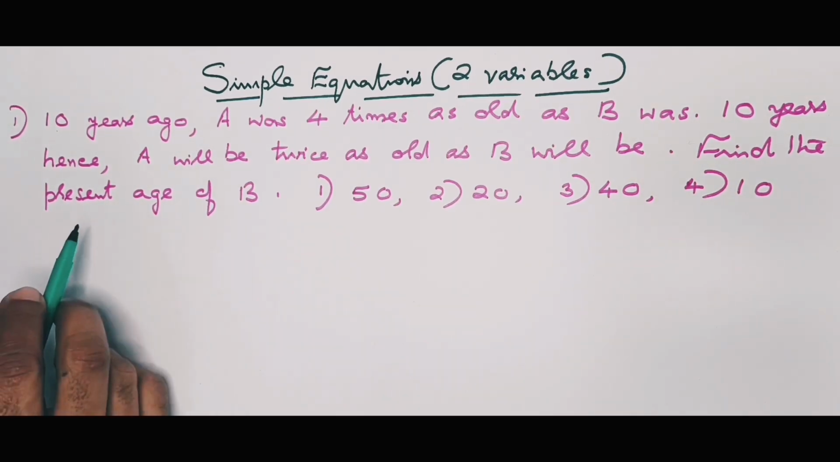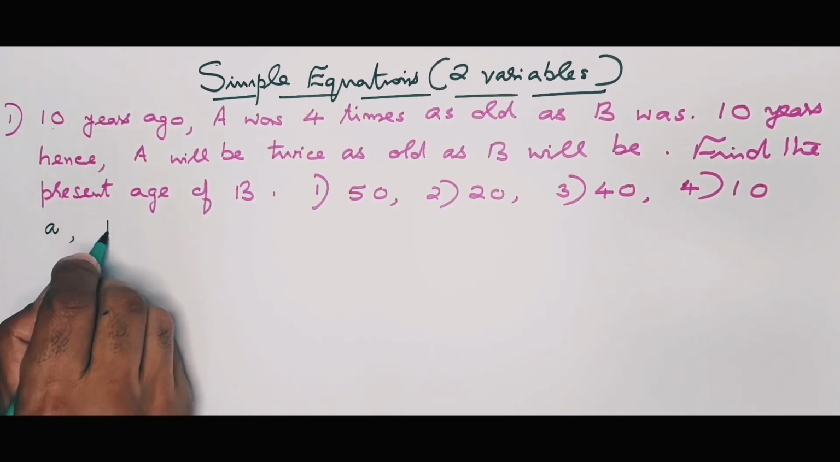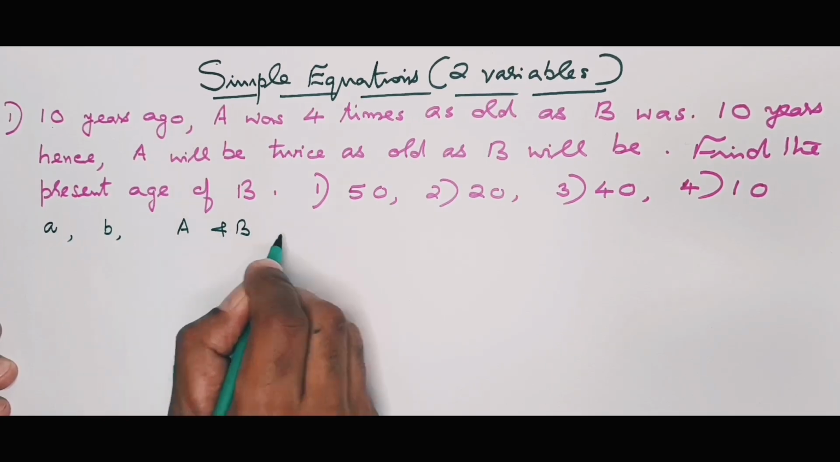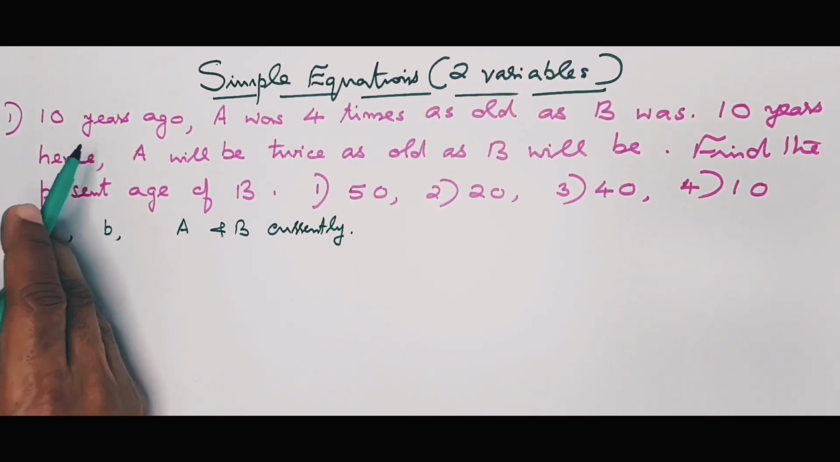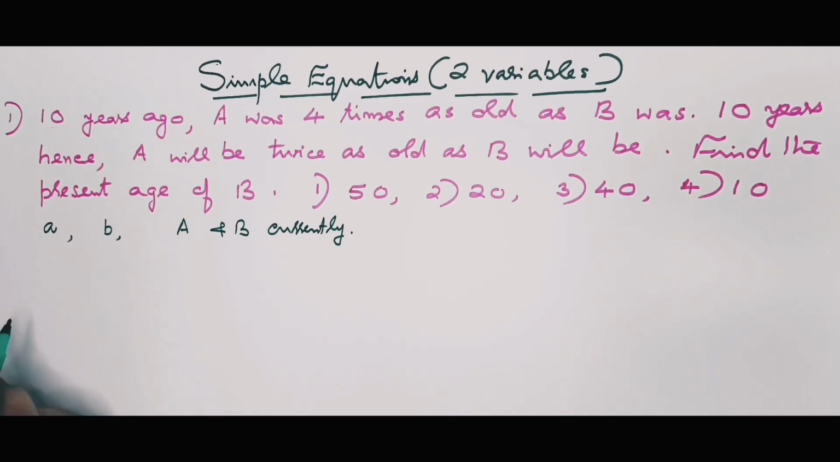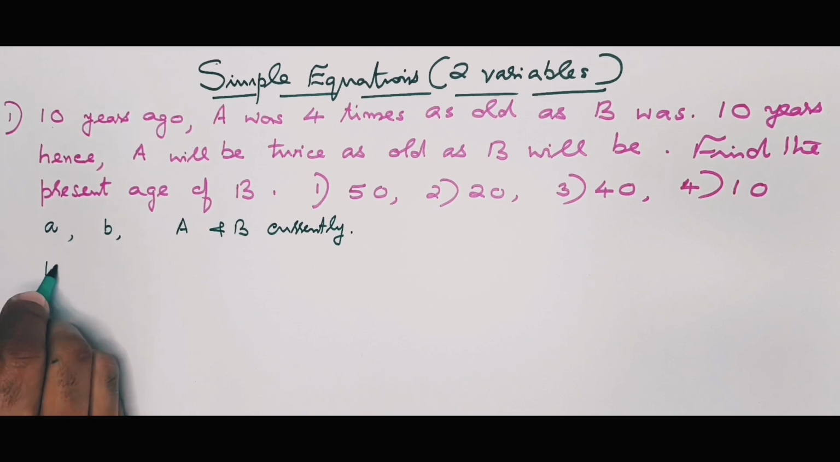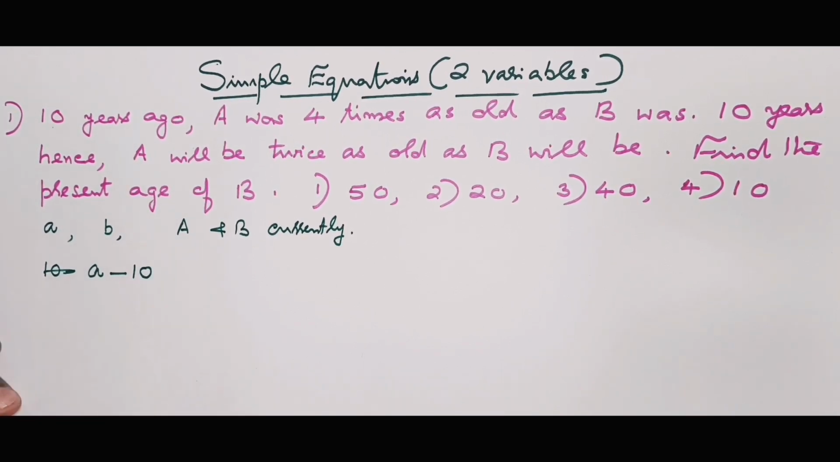There are two people here, A and B. Let's assume A and B be the ages of A and B currently. Now, in the first sentence, the problem talks about their ages 10 years ago. See, currently, if A's age is A, 10 years ago, A's age will be A minus 10. Similarly, B's age was B minus 10.